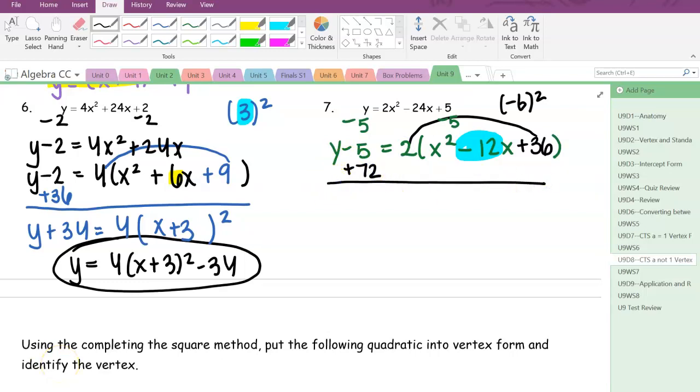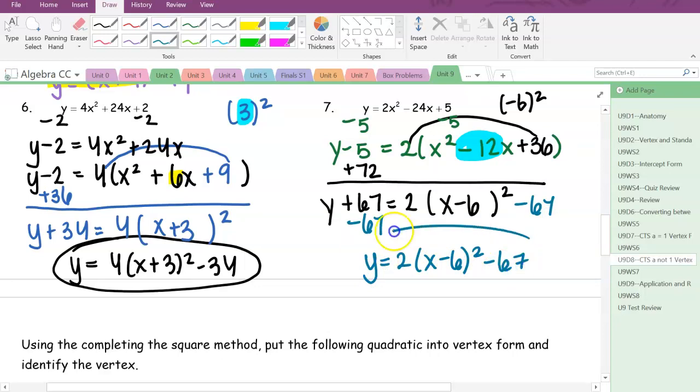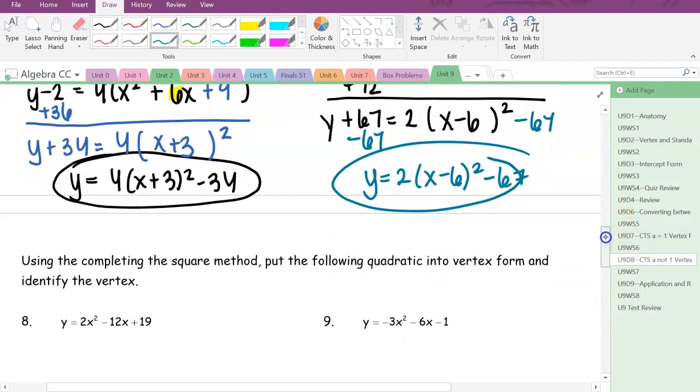All right, let's combine our like terms. Negative 5 plus 72 is 67. On this side, our 2 comes down. And again, we're going to factor. Okay, and it's always going to be like this. It's going to be squared. X minus 6 squared. Final step. Subtract your 67 over. And there you go. That's your vertex form.